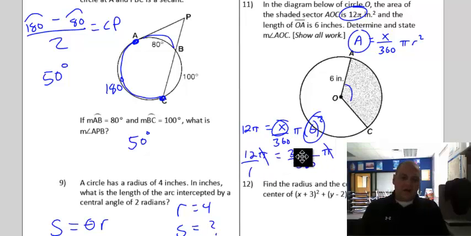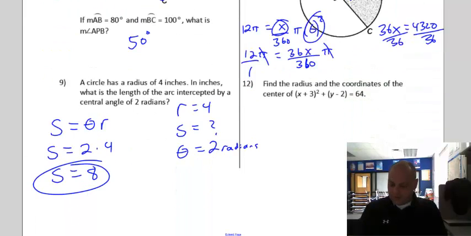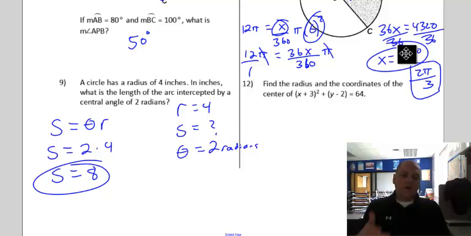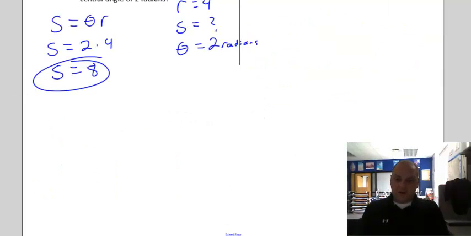So really, you got a thing where you can cross multiply. All right, so you got 36x equals 12 times 360, which is 4,320. And then divide by 36. And you get x equals 120. All right, so it's going to be 120 degrees, or in radians, 2 pi over 3. Either one, 120 or 2 pi over 3, whatever they want, degrees or radians.